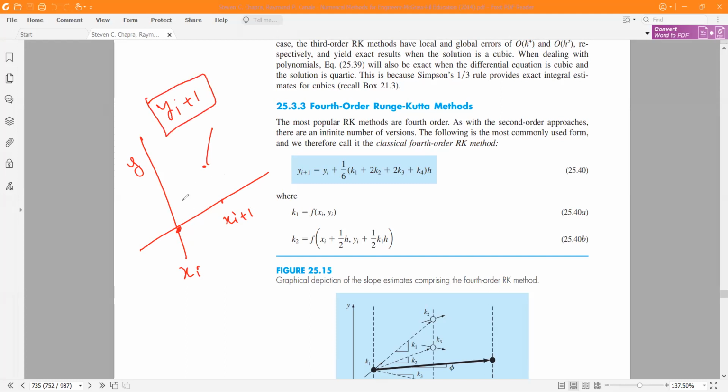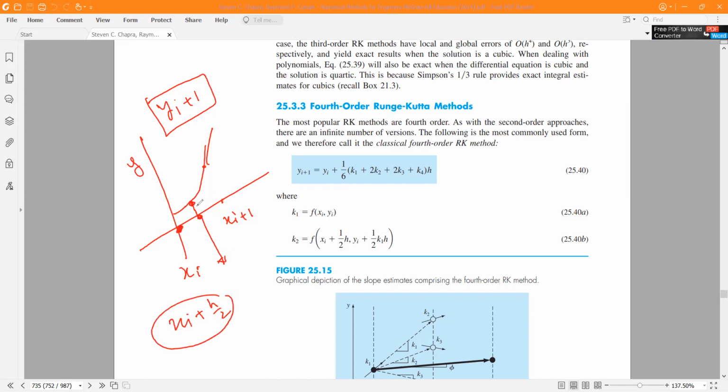So you need to calculate the slope. We don't know in what ways your function is varying. Your function may vary in this way, okay? So what will happen then? We will again be calculating our slope at this point. That point is equal to xi plus h divided by 2.